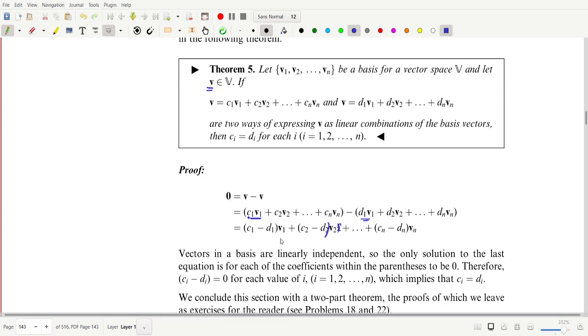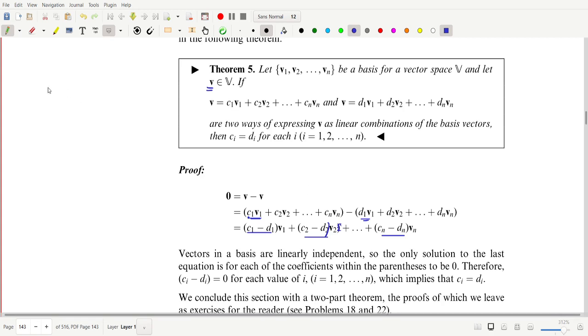Now use the linear independence of v1, v2, ..., vn. Whenever a linear combination of v1, v2, ..., vn is 0, then all the coefficients should be the zero scalar. So c1 minus d1 will be 0, c2 minus d2 will be 0, etc., cn minus dn will be 0.